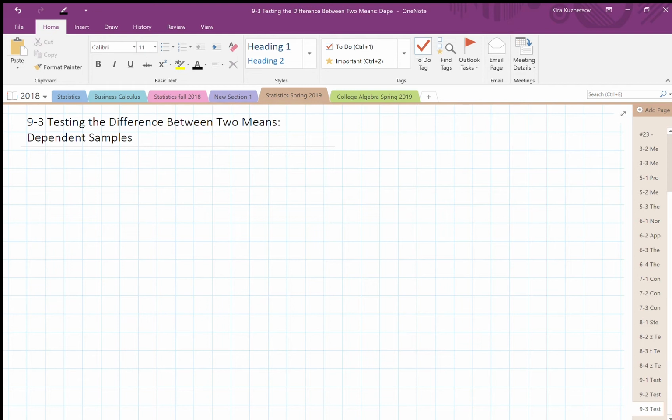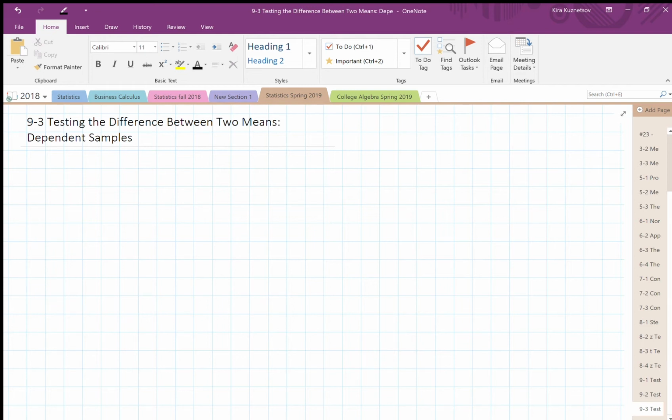Now, when you're talking about dependent samples, what we're analyzing is the change per subject, and the values depend on one another. For example, we're talking about the same car before and after. We're talking about the same person before and after. We're talking about the same bank now and then 3 years from now.